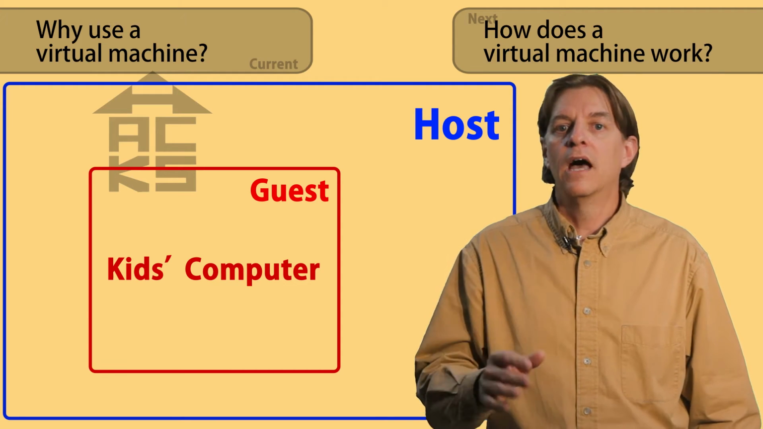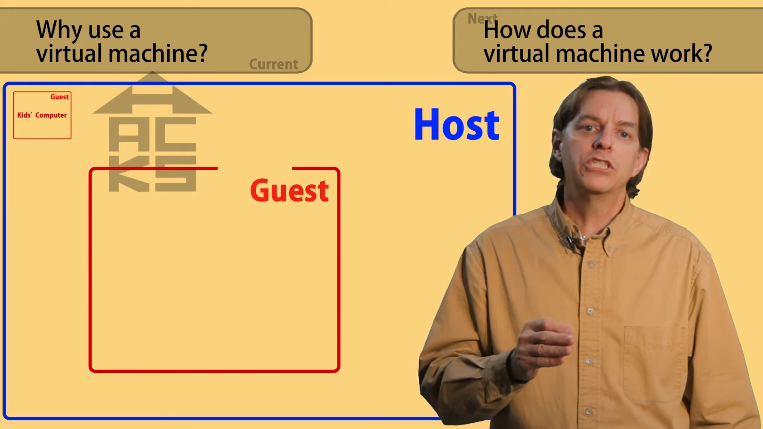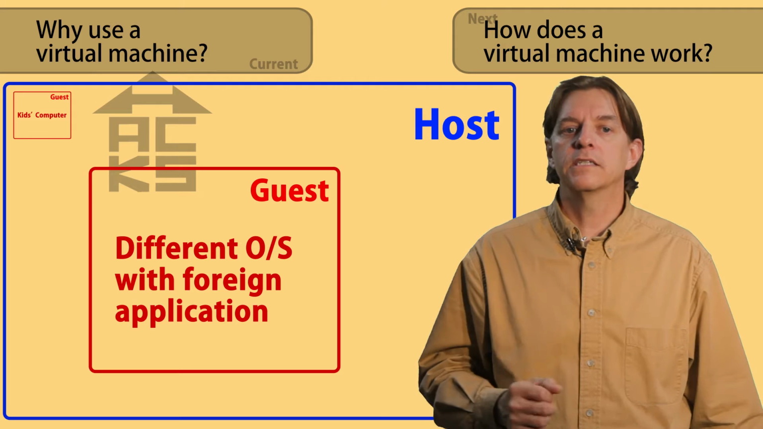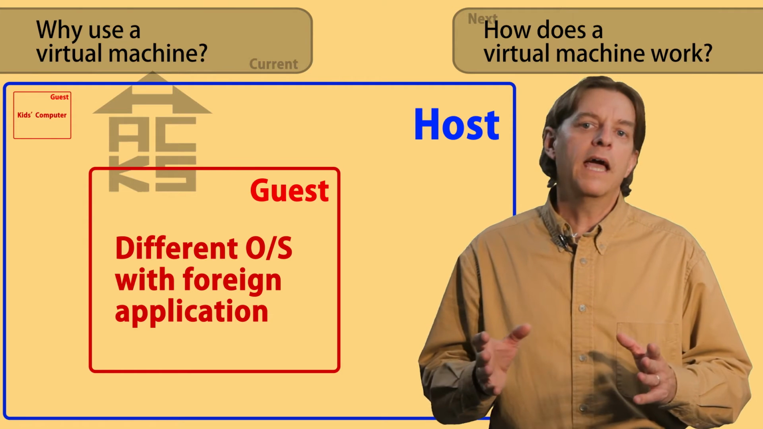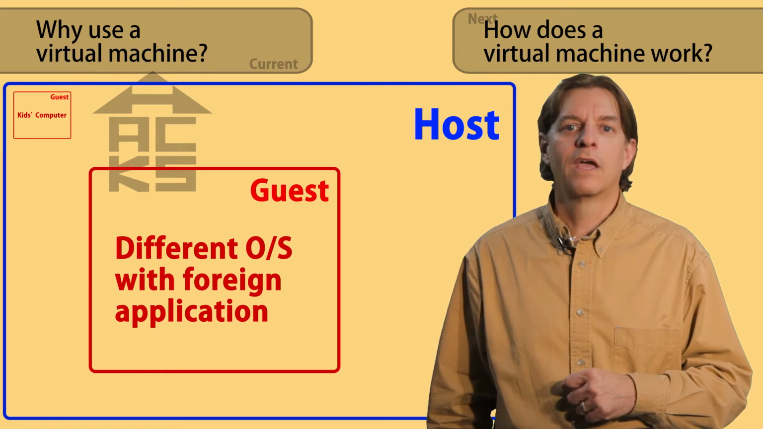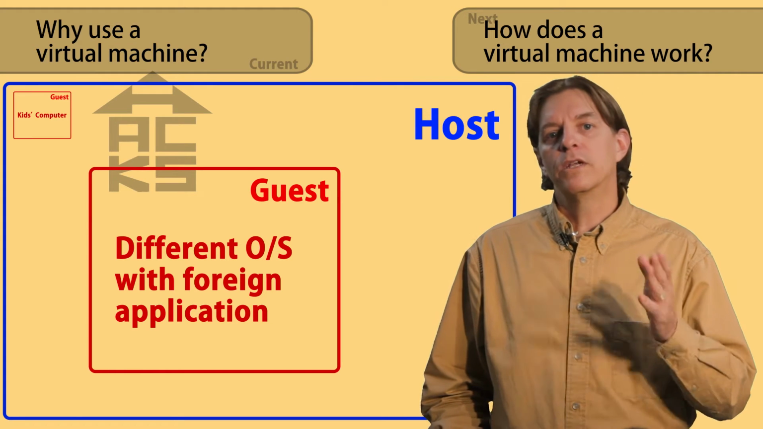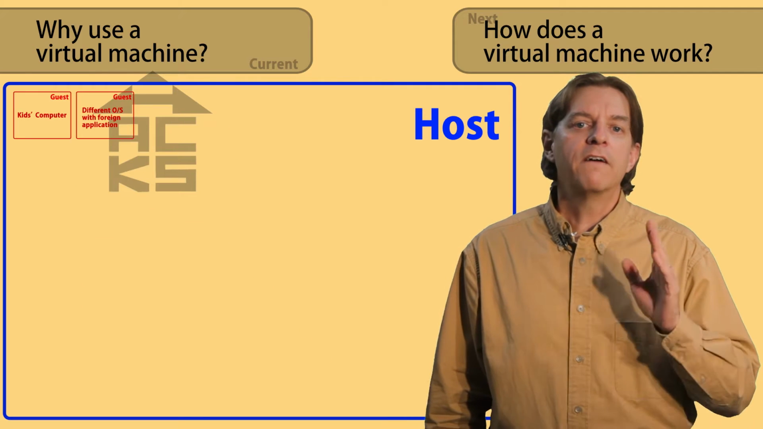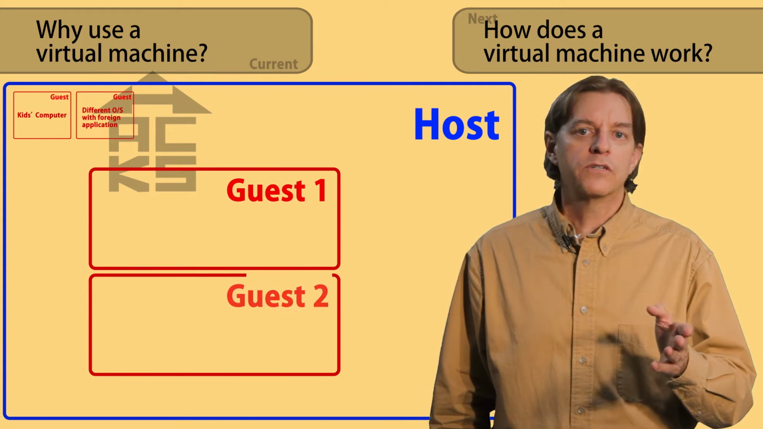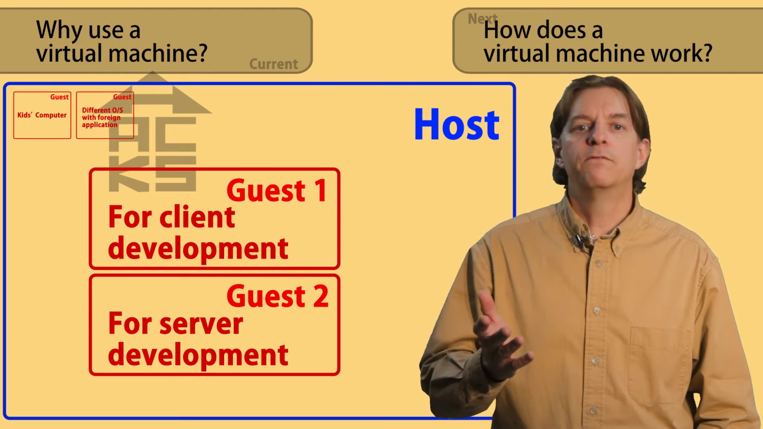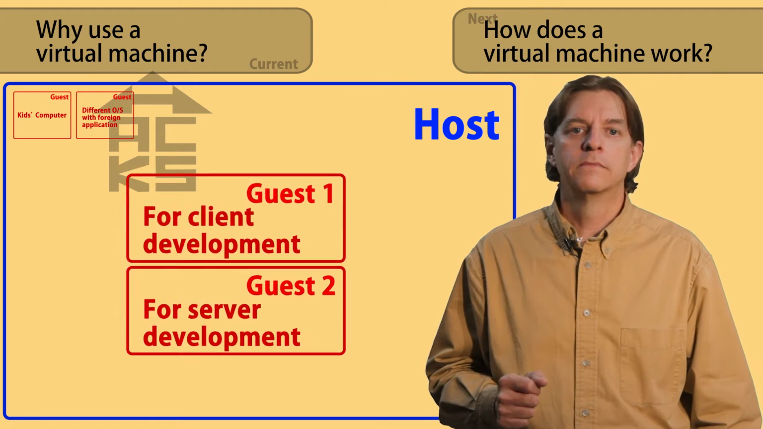state. Another example might be you have a machine with an operating system on it, and you want to run software designed for a different operating system. Simply create a VM and install the other operating system in it to run that other software. For example, I have a Mac with a Windows VM on it to run Windows Adobe products. A final example might be in software development, where you have one VM for back-end server development and a different VM for front-end client development.